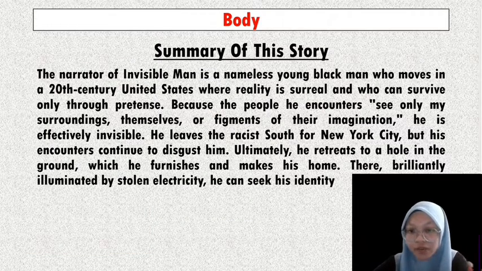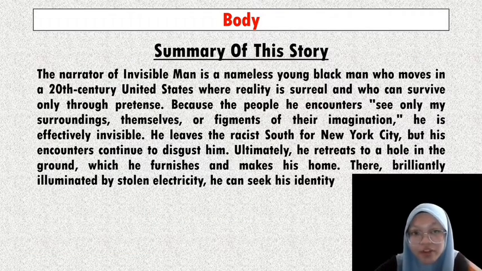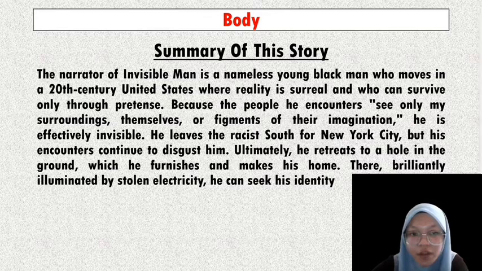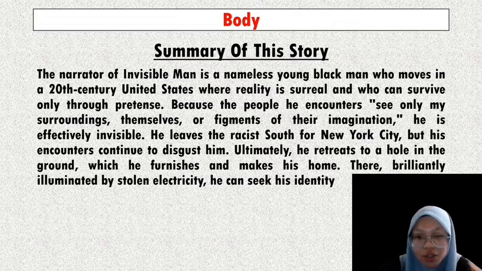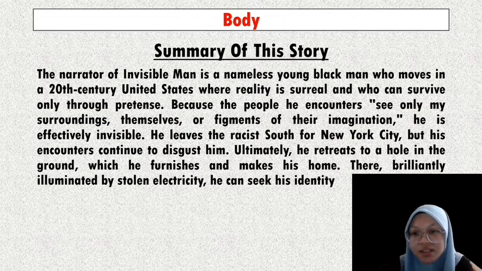Next, we move to the summary of the story. The narrator of Invisible Man is a nameless young black man who moved in 20th century United States, where reality is surreal and who can survive only through pretext, because the people he encounters see only their surroundings, themselves, or figments of their imagination. He is effectively invisible. He left the racist South for New York City, but his encounters continue to disgust him. Ultimately, he retreats to a hole in the ground, which he furnishes and makes his home. There, brilliantly illuminated by stolen electricity, he can seek his identity.